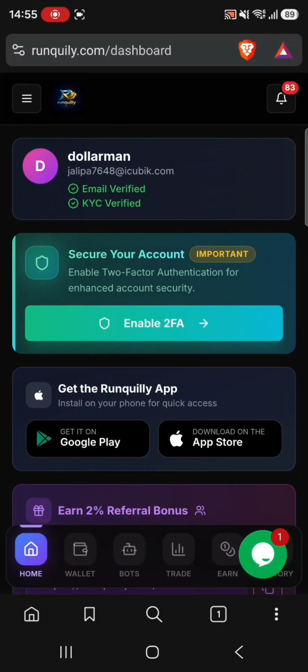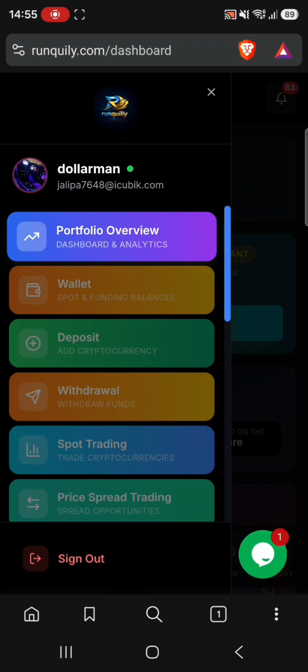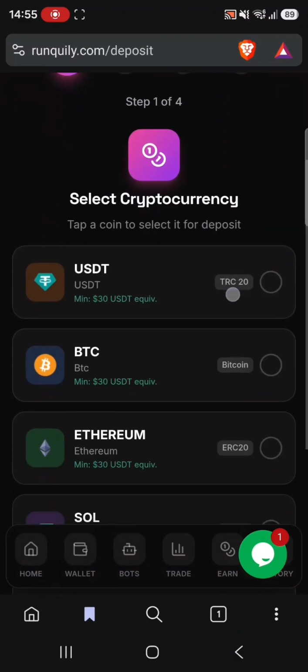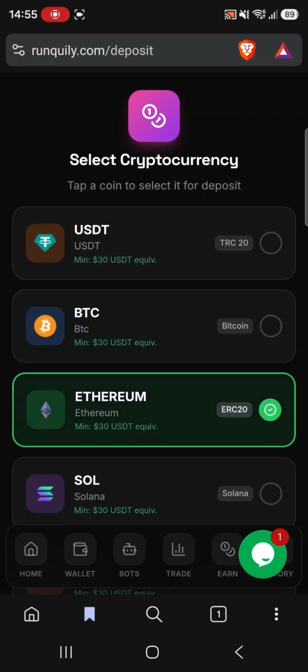And as I said, if you have Ranquilly, make sure your email and KYC is verified. After that, make sure you fund your Ranquilly account. And funding is very easy. You come on deposit. You choose the cryptocurrency you want to fund your Ranquilly with. You can use BTC, Ethereum, USDT.